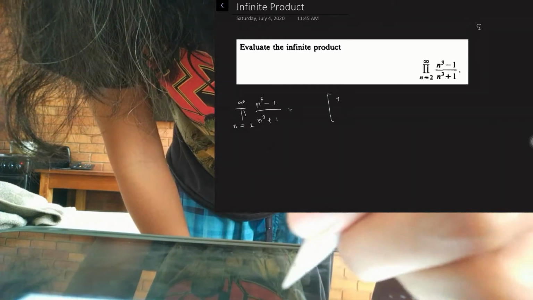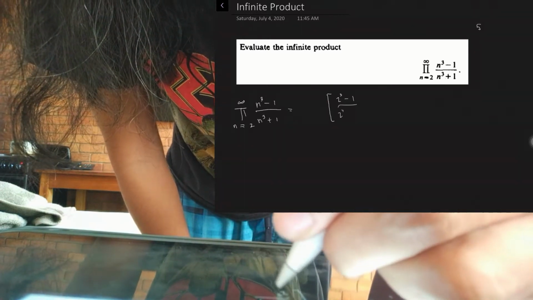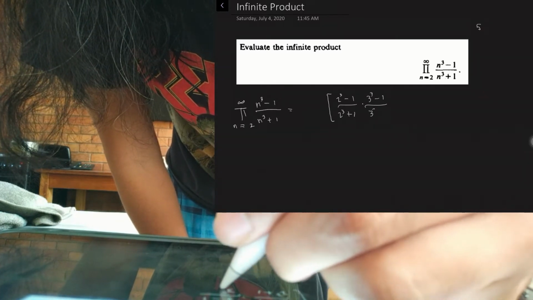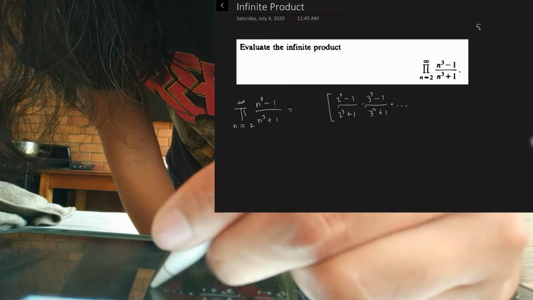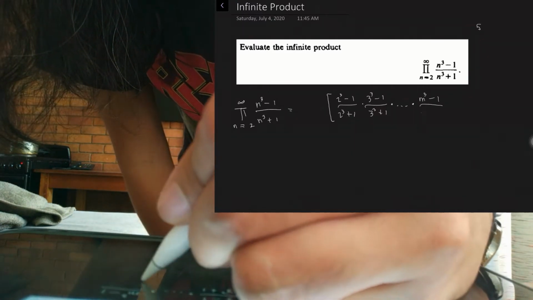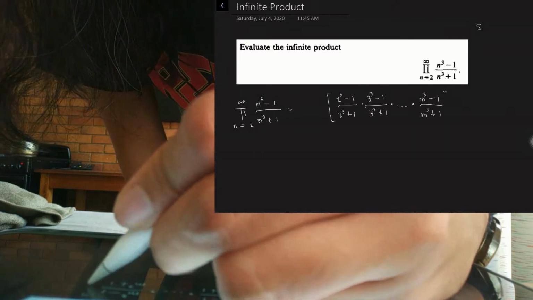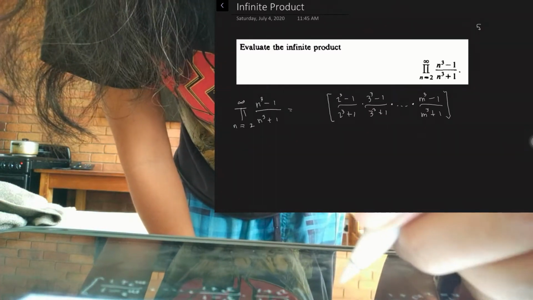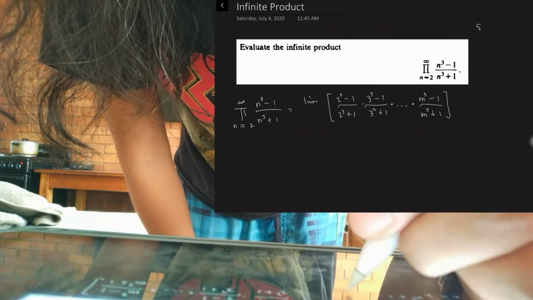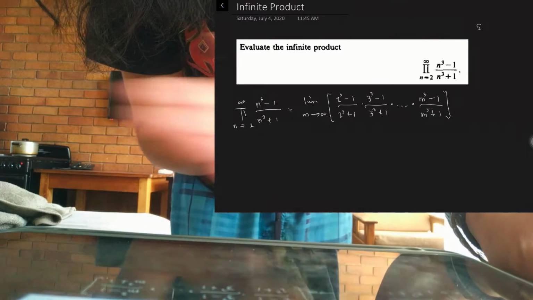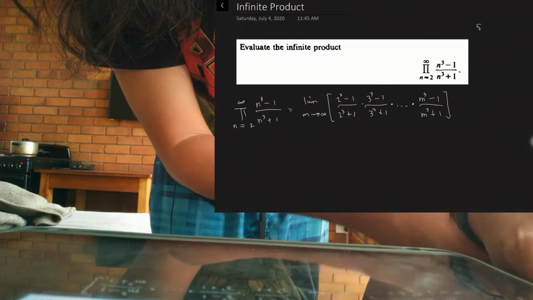Let's write it again. 2 cubed minus 1 over 2 cubed plus 1, multiplied by 3 cubed minus 1 over 3 cubed plus 1, like I said, all the way up to the mth term, m cubed minus 1 over m cubed plus 1. This is only equivalent to the left-hand side of the equation if we take the limit as m approaches infinity. That's what I was talking about. We need to move everything to the right because we need to write the limit.